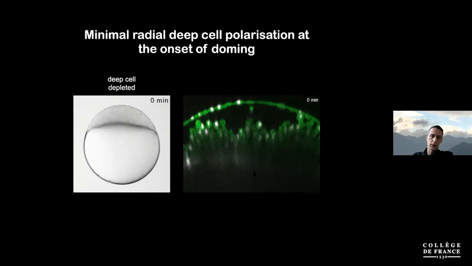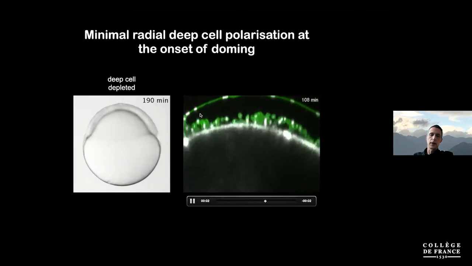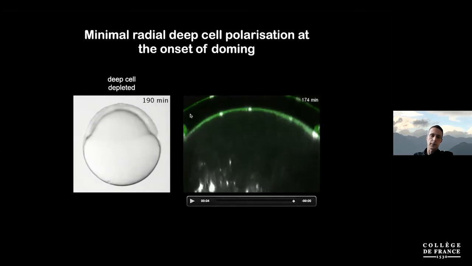And what he found, and that was quite surprising, is that the embryo can actually nicely dome in the absence of most of the deep cells. He just replaced these deep cells with buffer in this case. Again, supporting the view, which Nicoletta also sort of acquired early on in her studies, that this radial deep cell intercalation seems to be not a decisive factor of the early spreading of the tissue over the yolk cell.